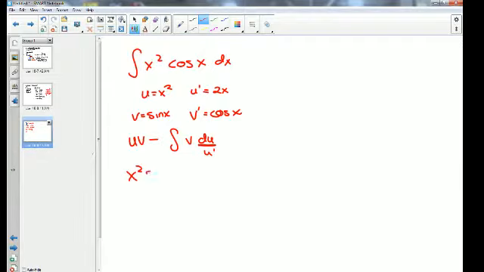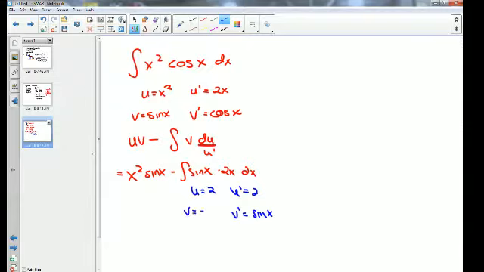So x squared sine x minus the integral of sine x times 2x. Can I do that directly? No, so I have to do integration by parts again. Nice. You're becoming a calculus nerd. What's my u value going to be here? Yeah, so if you pick 2x, the derivative is 2, and now we're getting more simple. v prime is sine x, that means v is negative cosine x.